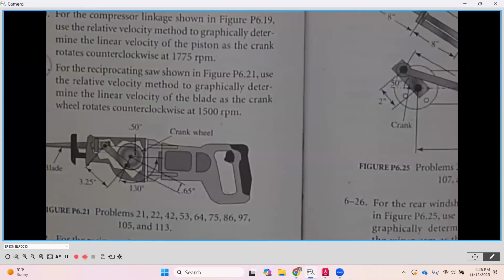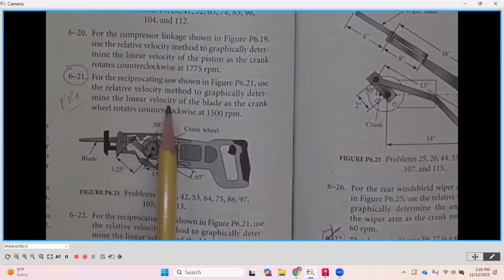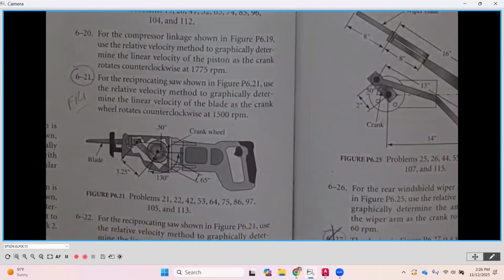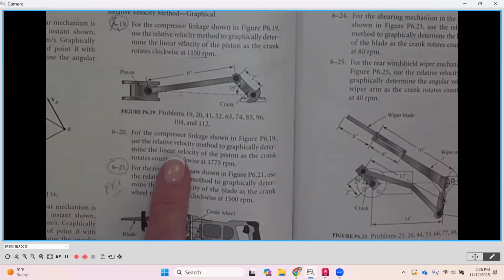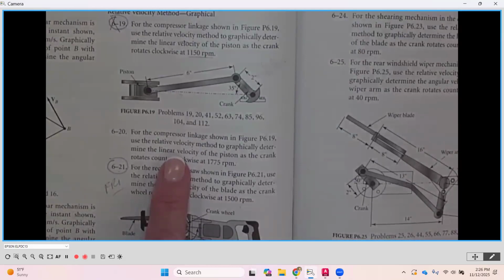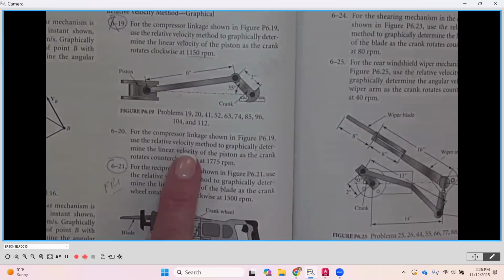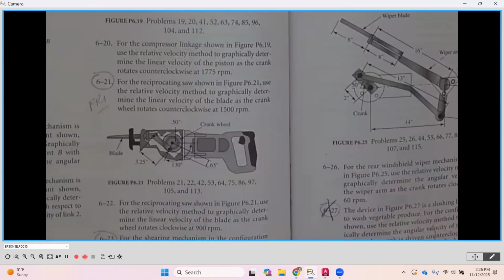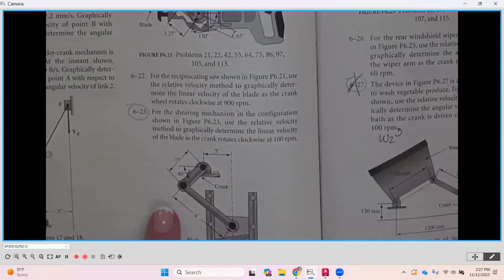That's not necessary because all you want to know is the linear velocity of that blade. So it's a slider crank mechanism. This is going to be like the first example we did. Actually, it's going to be just like 620, just oriented a little bit differently. We did this as the second to last example in our handout. So that's going to be your reciprocating saw. Same exact process.